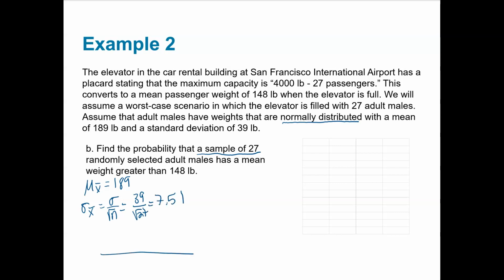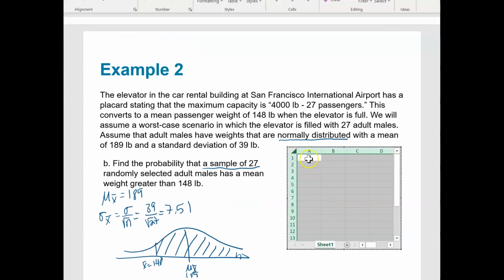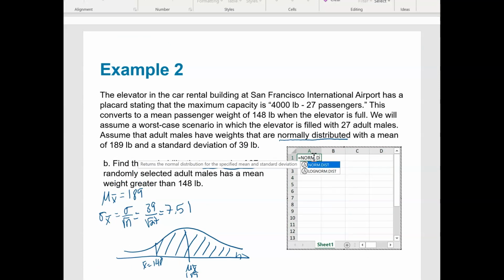So again, here we've got our mean of the sample mean as 189. And we're still trying to find 148, which is our mean here of this sample. We want to know the greater than. So when we type it in, it's not going to be the same as before because the standard deviation changed. So what is the likelihood here? The x we're talking about is 148. The mean is 189. But now the standard deviation is 7.51.